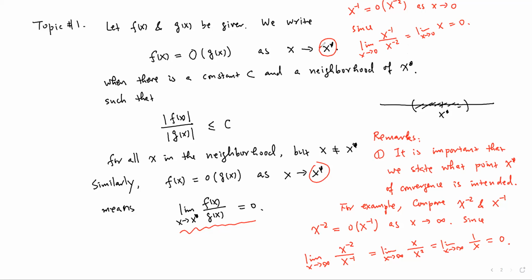So, very important: which point x star you are considering. For infinity, x to the -2 is little o of x to the -1. For the point 0, it is reversed: x to the -1 is little o of x to the -2. This is remark number 1.